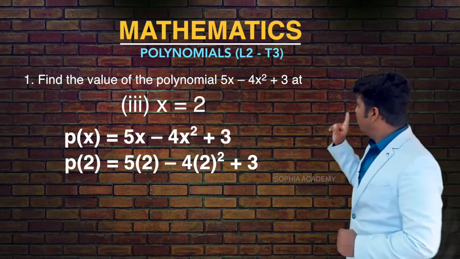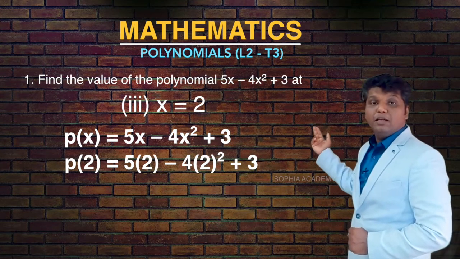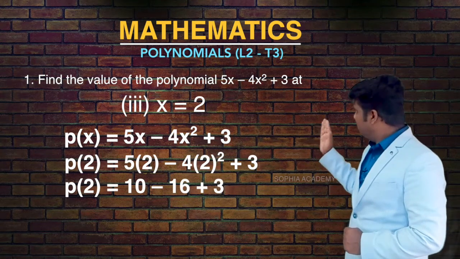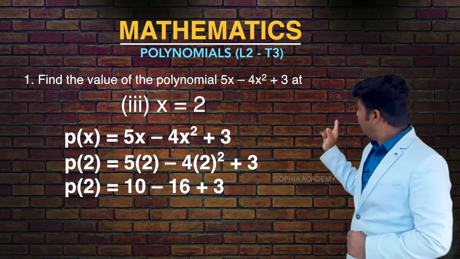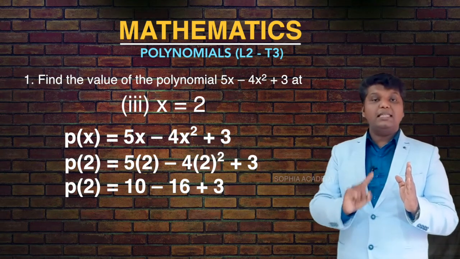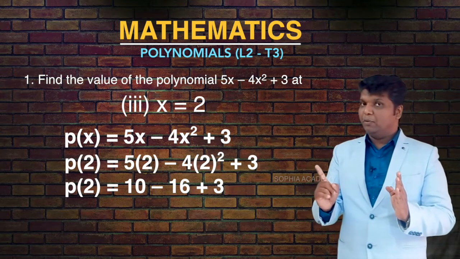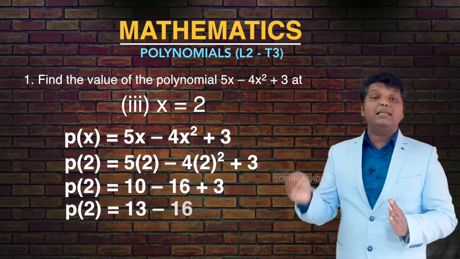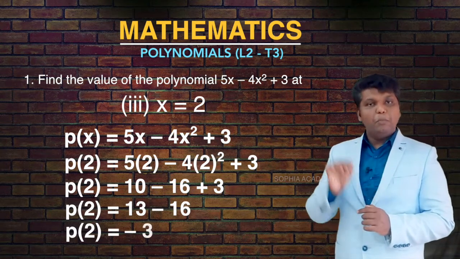P of 2 is equal to 5 into, it was 5x, so 5 into 2 minus 4 into 2 square plus 3. That is equal to 5 2s are 10 minus 4 into, what is the square of 2? 2 square, it is 4. So 4 into 4, it will be 16 plus 3. So 10 minus 16 plus 3. 10 is a positive number, minus 16 is a negative number, plus 3 is a positive number. So add the positive numbers together. 10 plus 3, it is 13. 13 minus 16. Smaller number minus bigger number is negative. So minus 3 will be the answer.